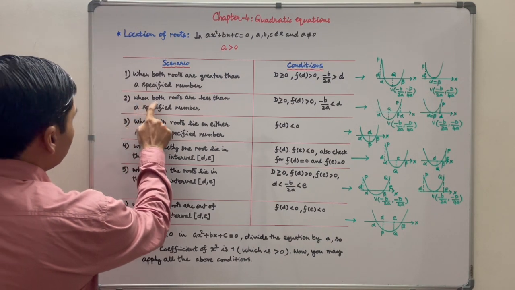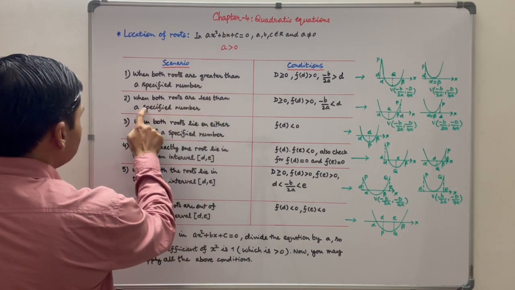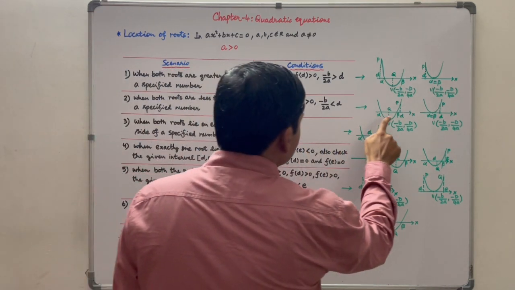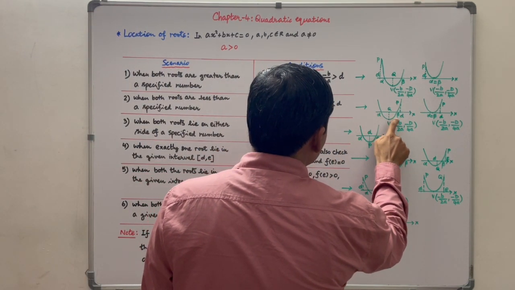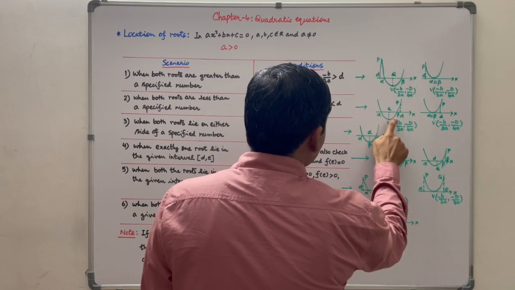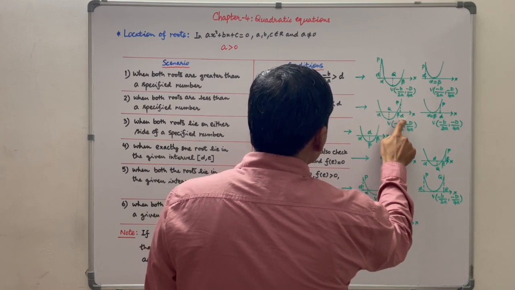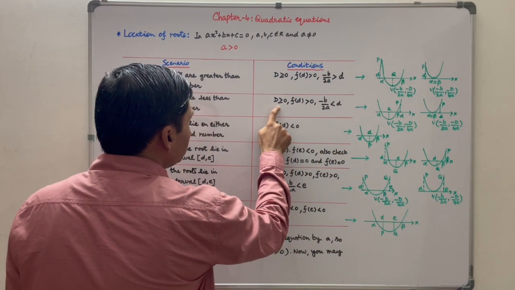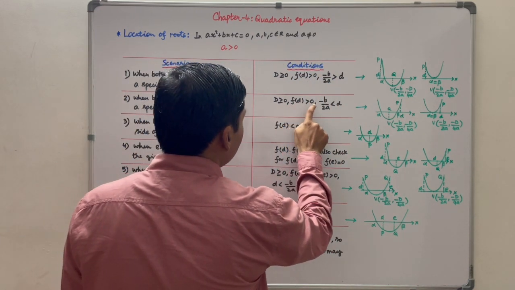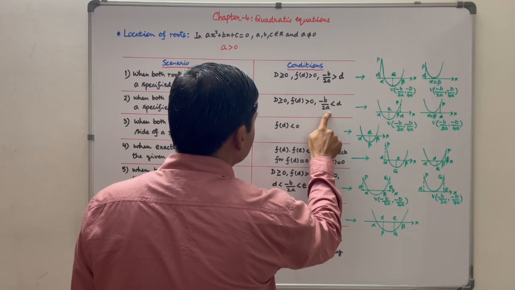Scenario 2. When both roots are less than a specified number. Suppose the specified number is d and the roots are alpha and beta. So alpha and beta both are less than d. Three conditions applicable in this scenario are D is greater than or equal to 0, Fd is greater than 0 and minus b by 2a is less than d.